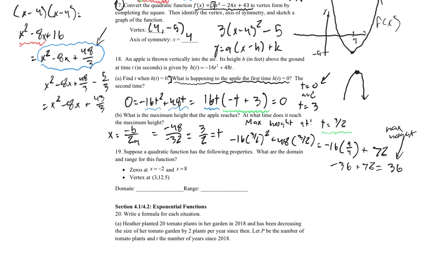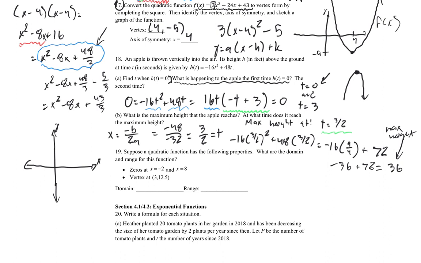Okay, number 19. Suppose a quadratic function has the following properties. Zeros at x equals negative 2 and x equals 8, and vertex at 3, 12.5. What are the domain and range for this function? Well, whenever it gives you stuff like that on a silver platter, I think it's hard to refuse sketching a little graph, right? It doesn't have to be super exact.